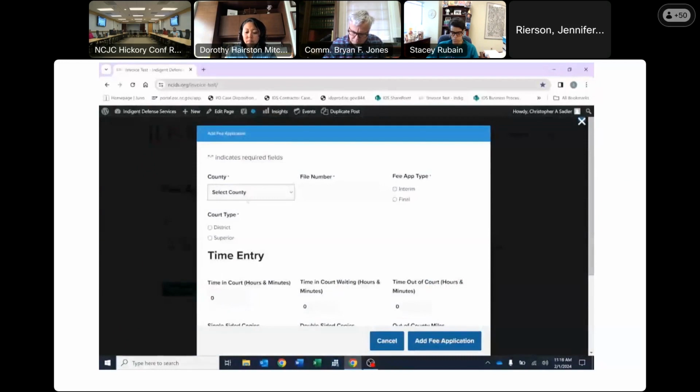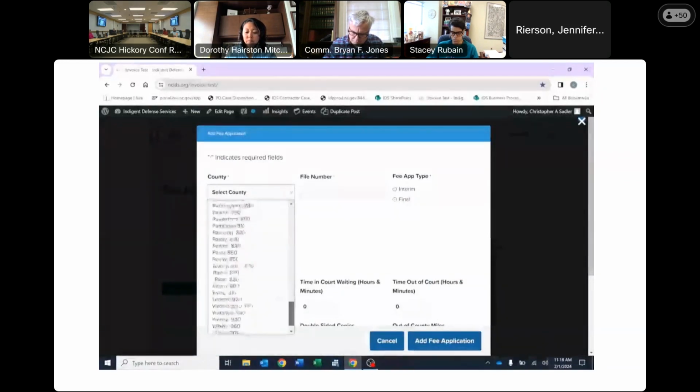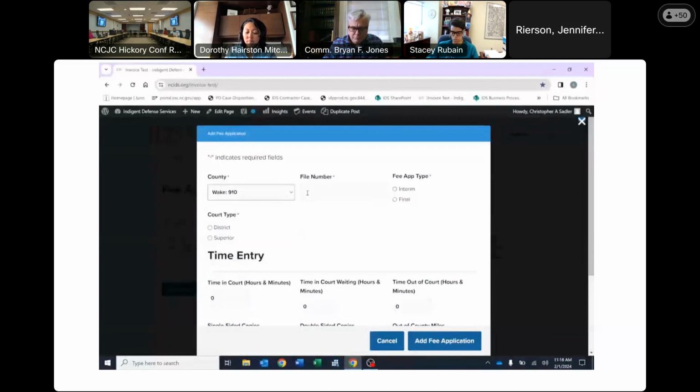First, we select the appropriate county using the drop-down menu. The selections include the county name and the 3-digit county code used by eCourts. Here, we will select Wake County. Next, we enter the file number. It is programmed for the 2-digit year, the criminal code, and 6-digit sequence number to help avoid errors. The online process itself avoids handwriting and readability issues, which are a frequent cause of fee app returns.